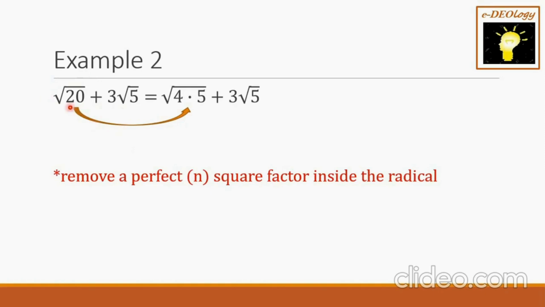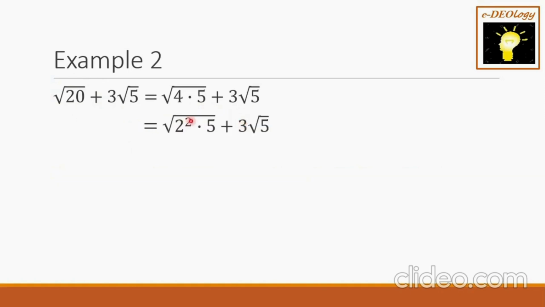Now the 20 is factored into 4 times 5. So one factor is a perfect square, and that is the 4. And then we just copy the plus 3 square root of 5 here. Then we're going to show that this 4, the perfect square number, is equal to 2 squared. Then we distribute the radical sign to the 2 squared and also to the 5. So we have here the square root of 2 squared times the square root of 5, and the plus 3 square root of 5 is copied down here.